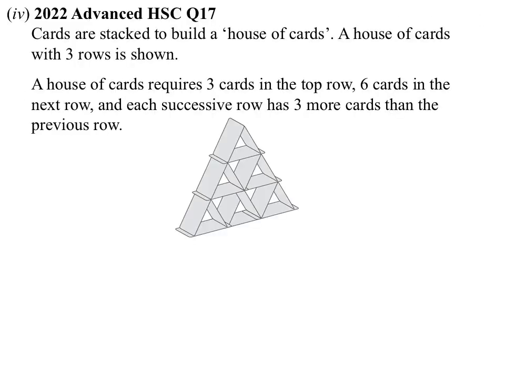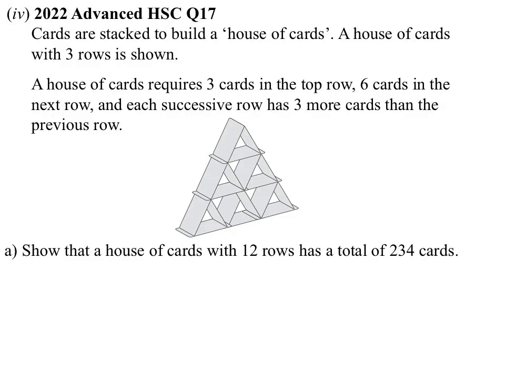Okay, let's look at nature C1. So this one happened a few years ago now. The cards are stacked to build this house of cards, and they've given us a picture where 3 of the rows have been done. And so each house of cards requires 3 in the top row there. The next row would have 6, and each time there's 3 more cards in the row.